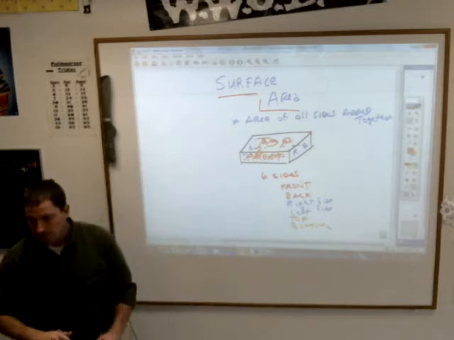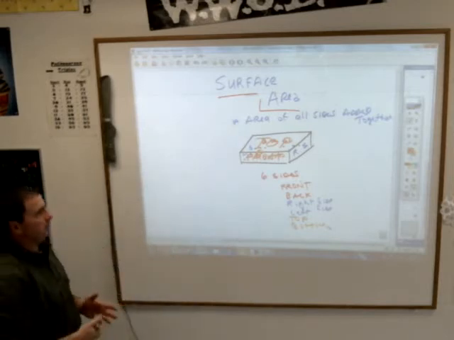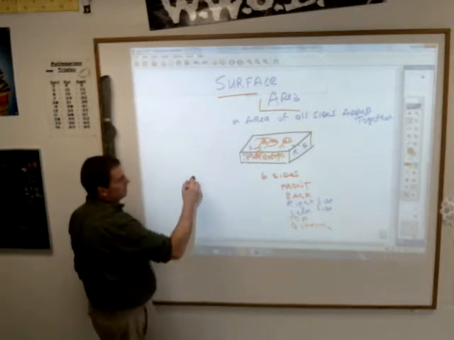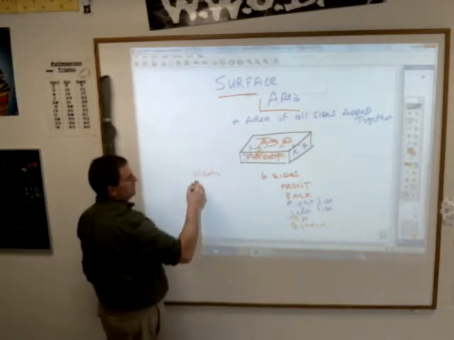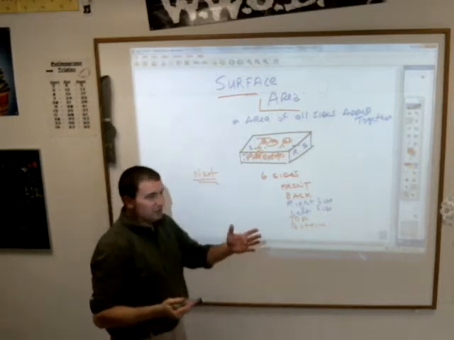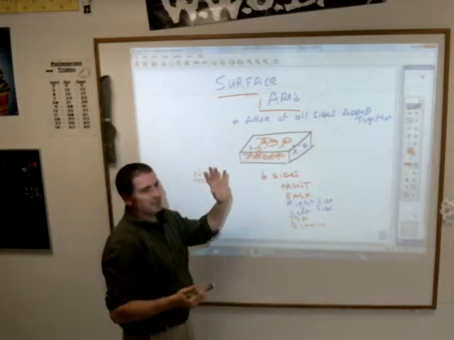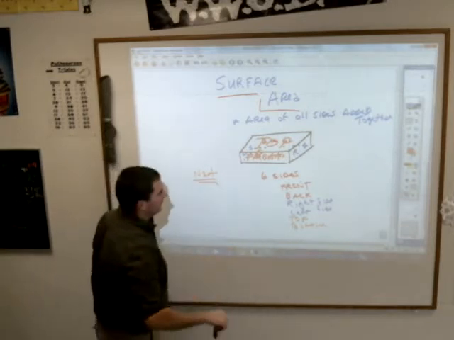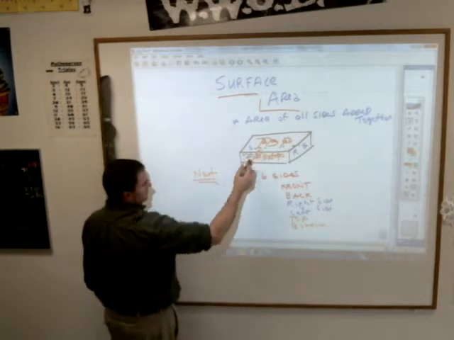Now the book sometimes tells you to rip that shape apart and draw what they call a net. If you had a box, like a cereal box, and you cut the edges so that you could fold it out flat, what would it look like? Well, here's what this thing would look like.